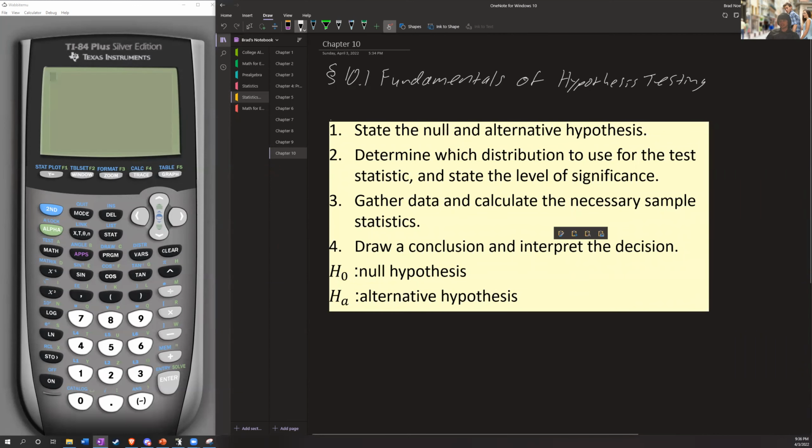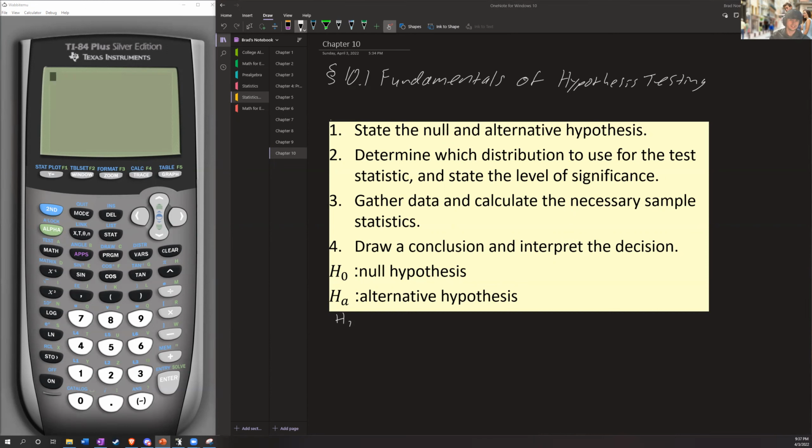So the first thing that we do is we state the null and alternative hypotheses. Our null hypothesis is given by H naught, and our alternative hypothesis is H sub alpha. This is also sometimes given as H sub 1. Okay. We then determine which distribution to use for our test statistic and state the level of significance. So this is basically, we need to find which distribution will work for our given context. So like our Z, our T, our F, etc. And then gather data and calculate the necessary sample statistics, and then draw a conclusion and interpret the decision.